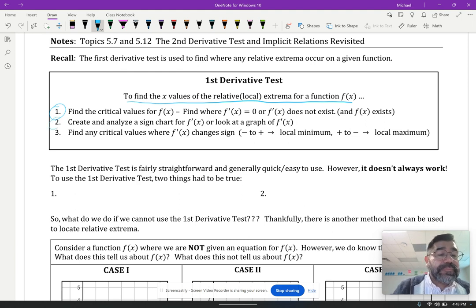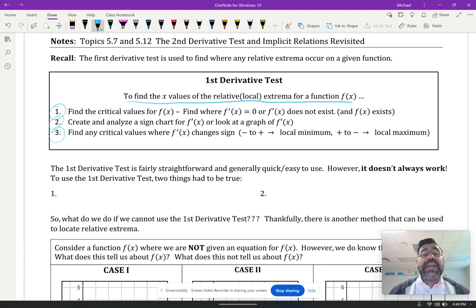Second step, we create a sign chart and we analyze it by looking at the first derivative signs, whether they're positive or negative, and sometimes we can look at a graph of f prime and figure that out. And then step number 3, any critical values where the first derivative changes from negative to positive, then I know I have a local minimum. Any critical point where the derivative changes from positive to negative, then I know that's a local maximum, right?